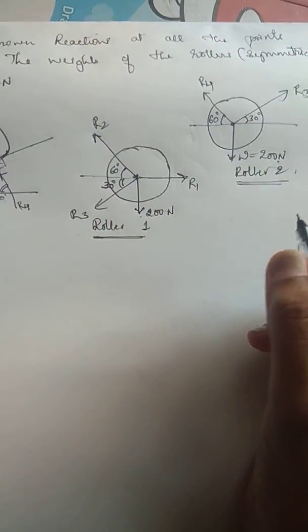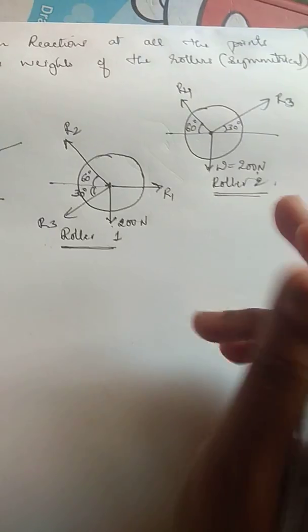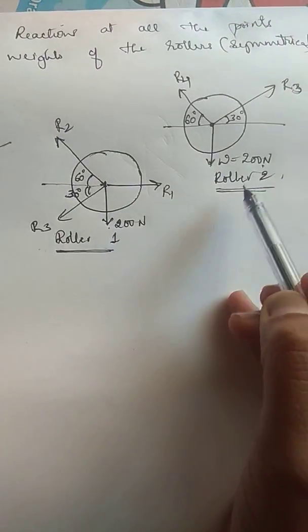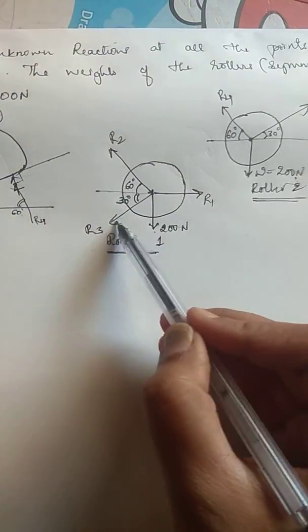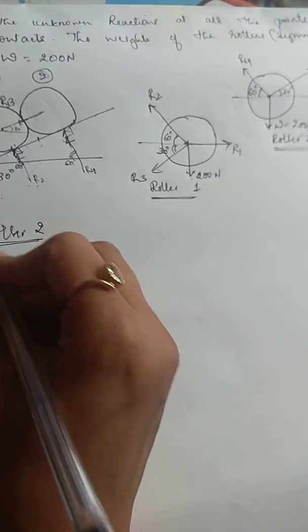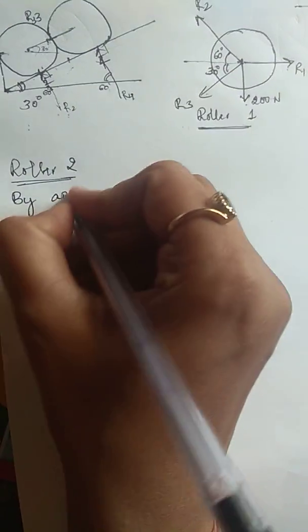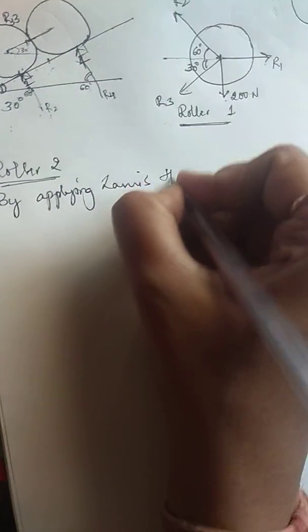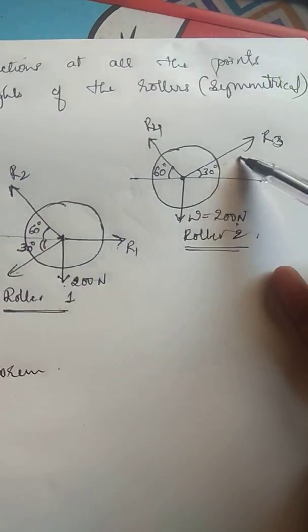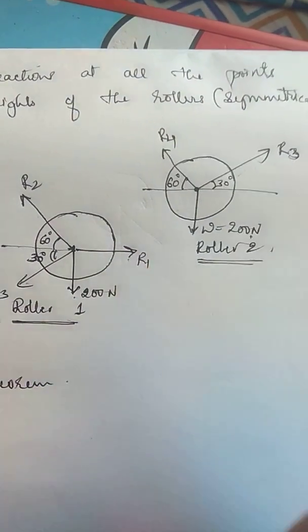Okay, once your free body diagram for both the rollers is ready, we'll have to pick which roller we will begin with. Look at roller 2, it has 3 unknown forces, and roller 1 has 4 forces. So we will begin with roller 2, which has three unknown forces. So we will apply Lamy's theorem directly. So what does Lamy's theorem say? Lamy's theorem is applicable to three forces which are concurrent in nature, and we know their angles.